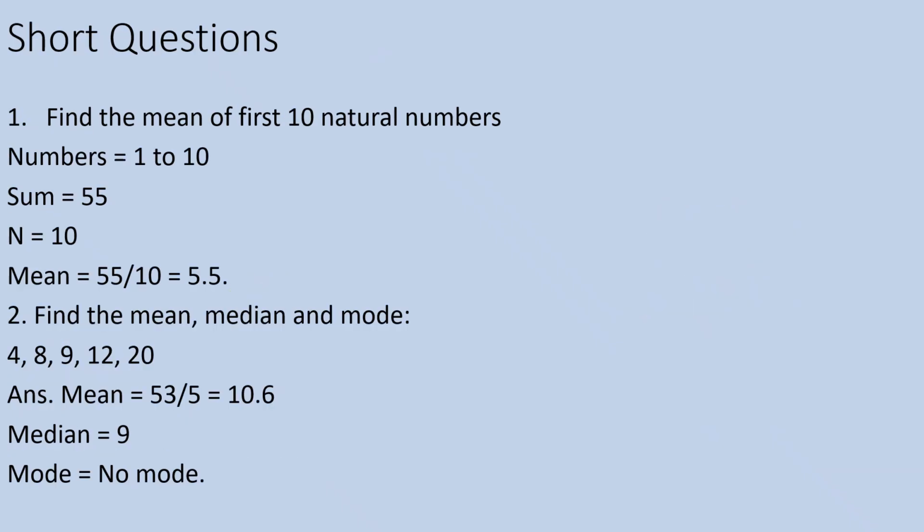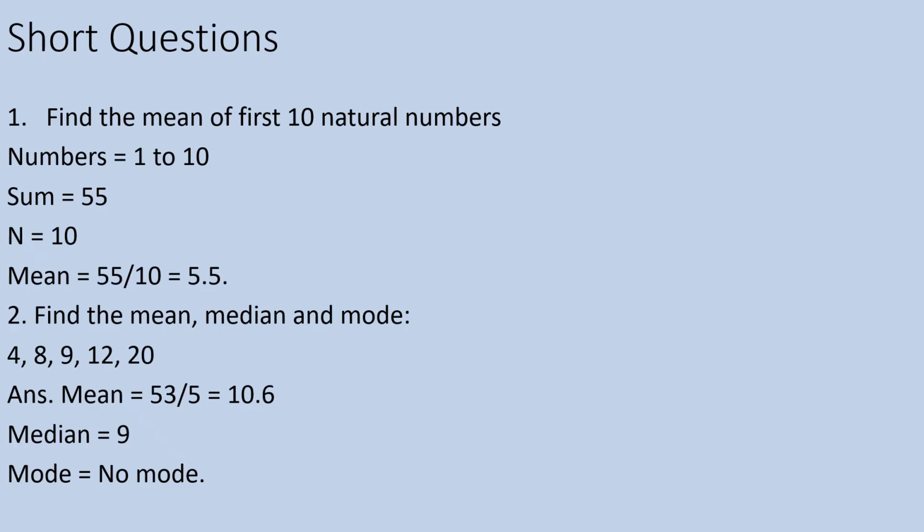Now we come to the short questions. The first short question is find the mean of first 10 natural numbers. So we know that natural numbers are 1 to 10: 1, 2, 3, 4, 5, 6, 7, 8, 9, 10. So we find the sum of all these numbers, 1 plus 2 plus 3 plus 4 plus 5 plus 6 plus 7 plus 8 plus 9 plus 10.